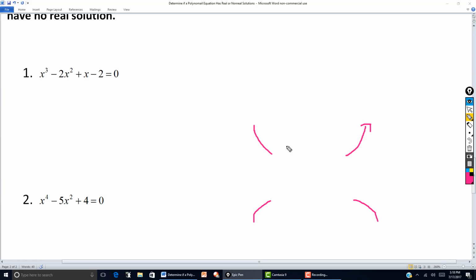So on something like this, unless you actually graph it or figure out by plugging in numbers, you can't really tell just by looking at it. But if you're just interested in finding whether it has a real solution, you can look at the graph.